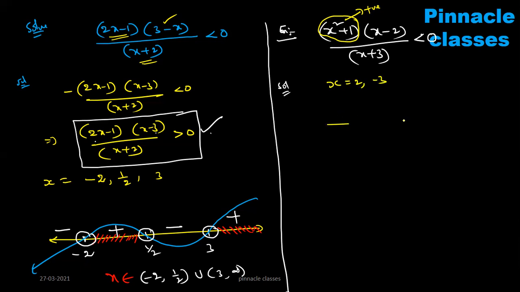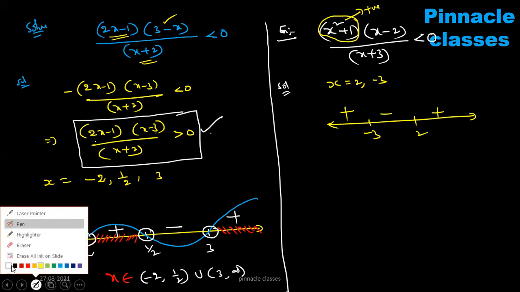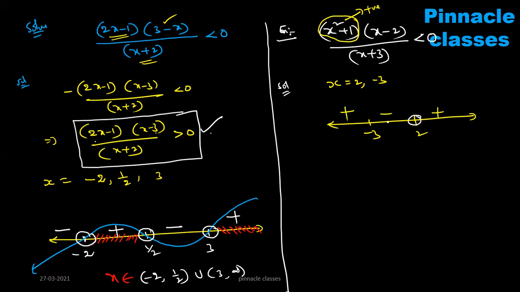As usual, take the number line. Minus 3, 2. More than 2 means positive, negative, positive. And what is this here? Both are excluded. Why? Because it is strictly less than 0. That is the meaning.